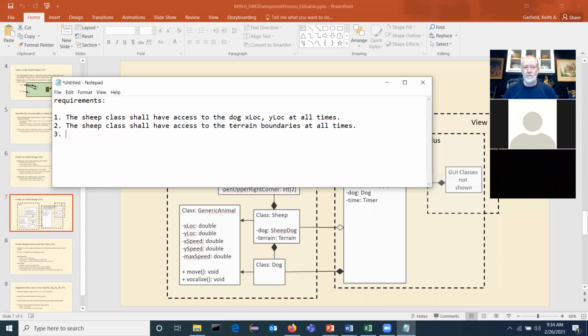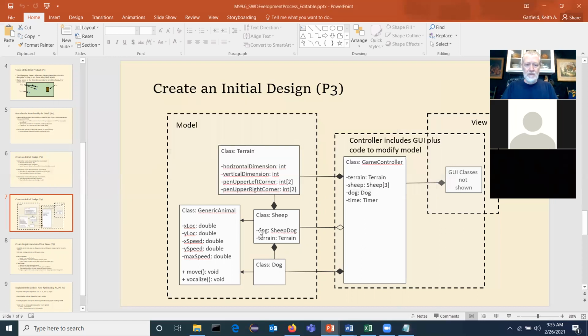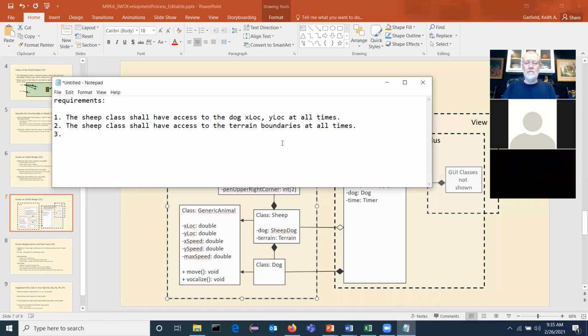Now, I like these requirements. They're not going to be the best for our discussion, and here's why. I'm asking you to do testable requirements. In industry, you can actually prove a requirement through your design. Since I have the sheep and terrain inside the sheep, would you say that I have already met these requirements through my design? You can make a strong case for that.